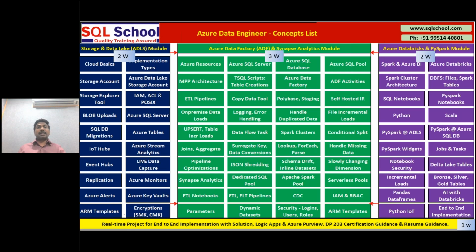You may ask me what exactly we are going to learn in our classes. The 7 weeks journey: we have 2 weeks on storage and data lake concepts, including migrations, IoT, and ARM templates, encryption, security, ACL, POSIX. These are all Hadoop concepts, big data concepts, access control list, and POSIX.